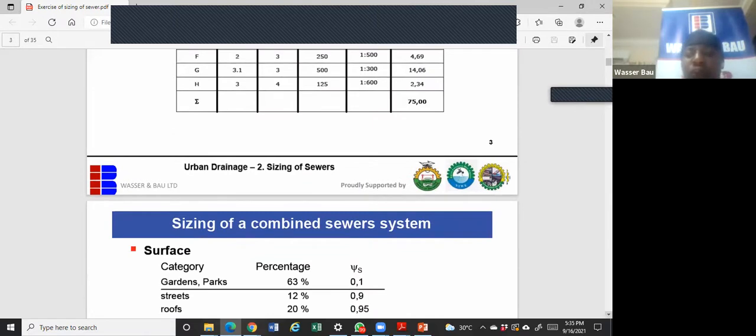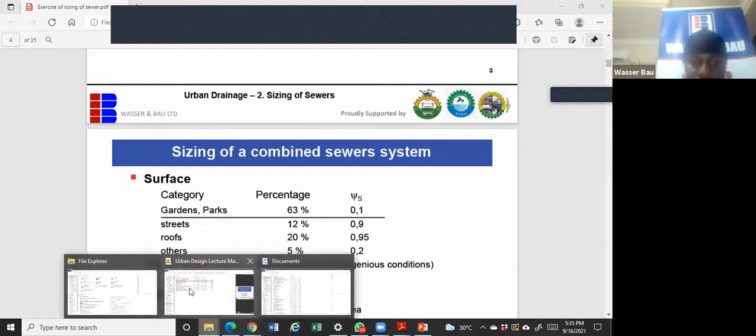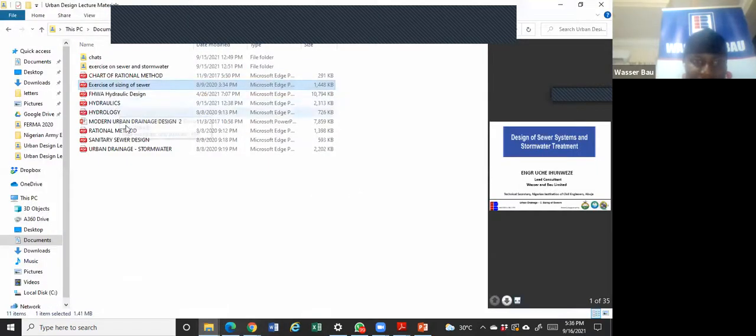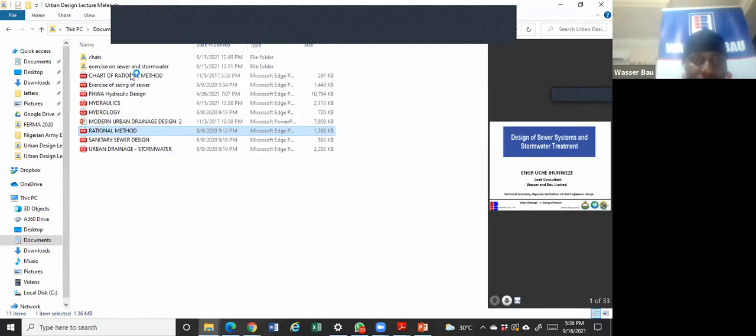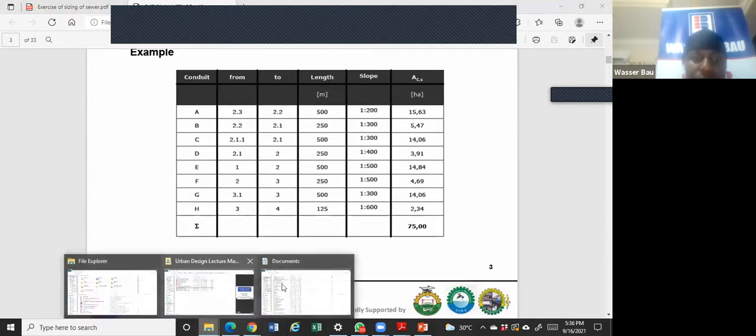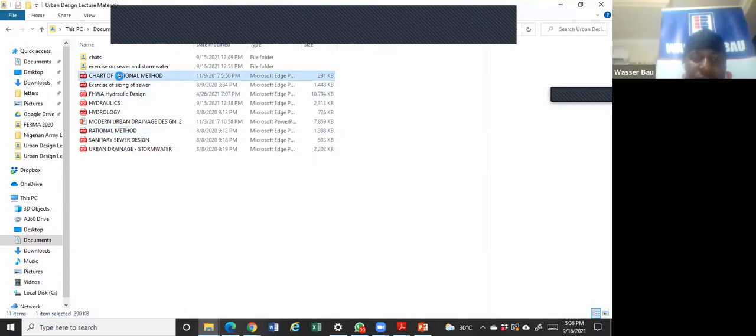Then the next thing you do is you prepare a table like this. You prepare a table like this, fractional method here.